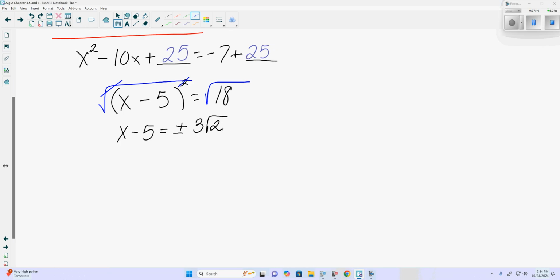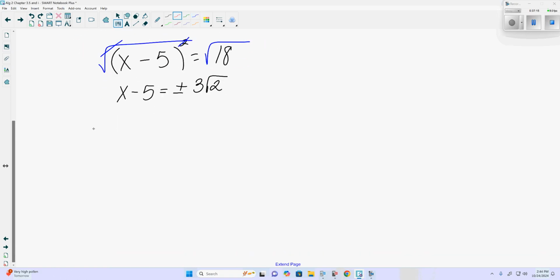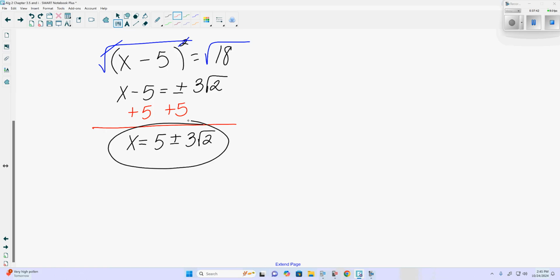At this point here, we just need to solve for the value of x. And the last thing we need to do is add 5 to both sides, telling us x is equal to 5 plus or minus 3 square roots of 2. Are 5 and 3 square roots of 2 like terms? Nope. We can't add them, we can't subtract them and get something simpler. So that's the final answer.